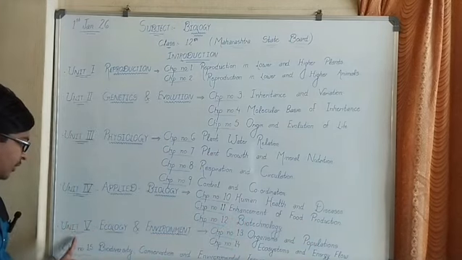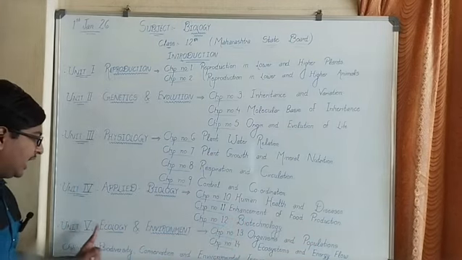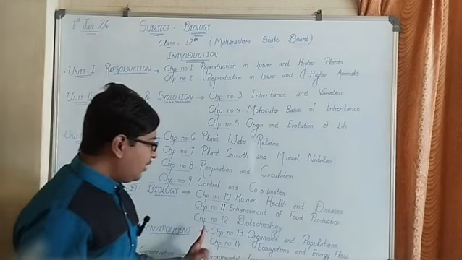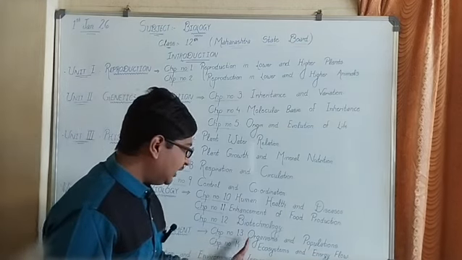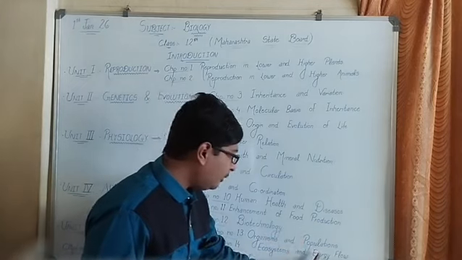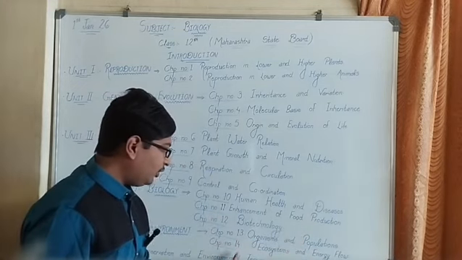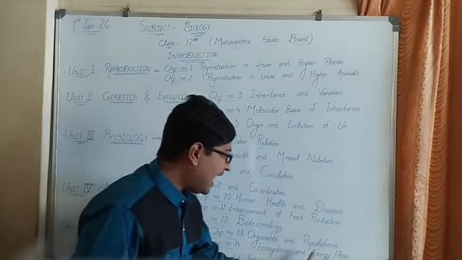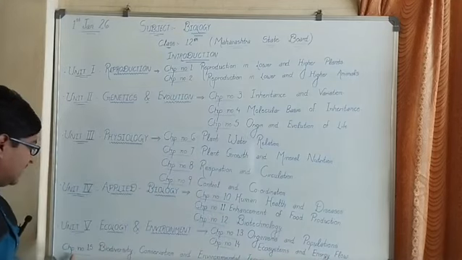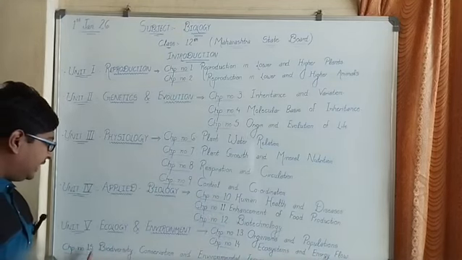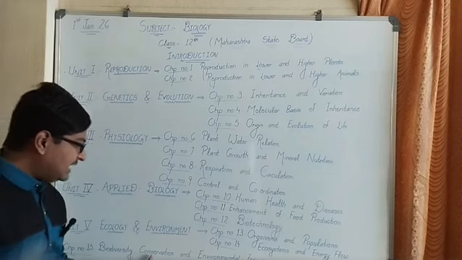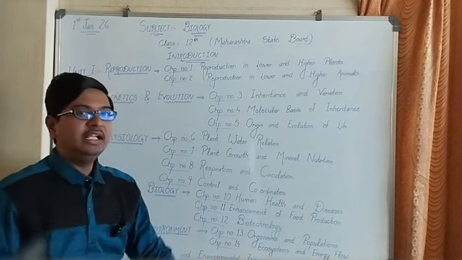And under the last unit, which is unit number 5, ecology and environment, we have chapter number 13, which is organisms and populations, chapter number 14, which is ecosystems and energy flow, and then the last, which is chapter number 15, biodiversity, conservation and environmental issues.